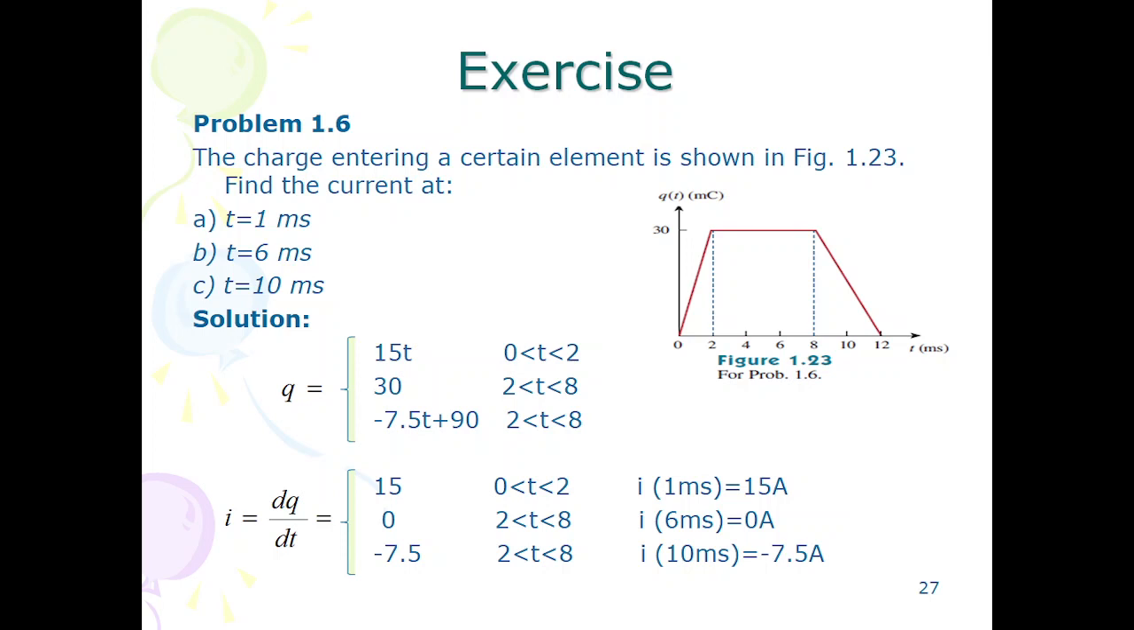Then we have to find out the derivative of the various values of q. 15t, if we take the derivative with respect to time, the derivative of 15t is equal to 15, the derivative of 30, which is constant, is equal to 0, the derivative of minus 7.5t plus 90 is equal to minus 7.5. Now current at 1 millisecond, from 0 to 2, its value is 15. So current at 1 millisecond is equal to 15 ampere.